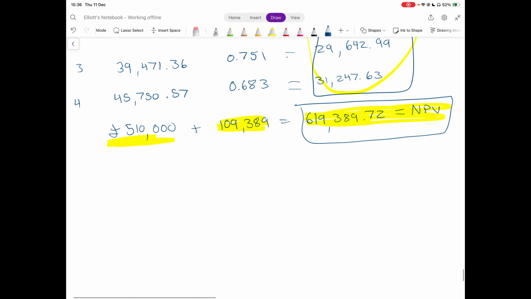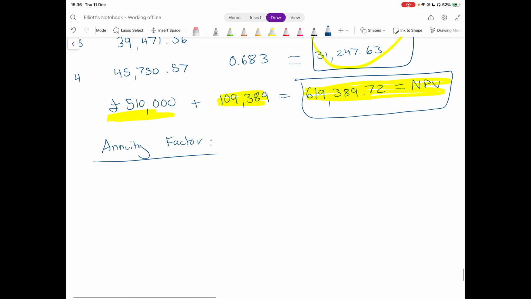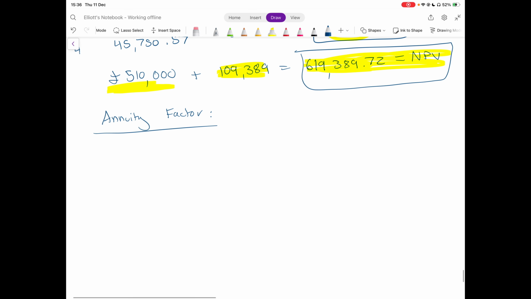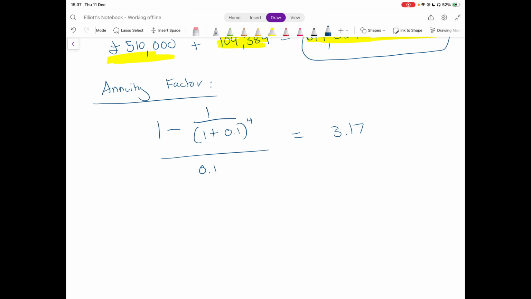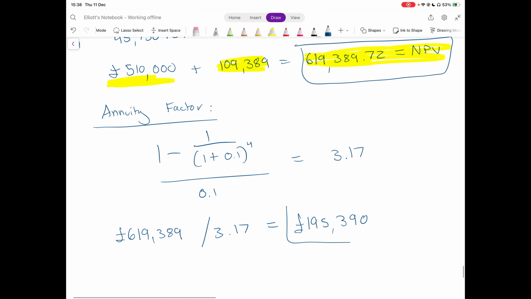And now what you need to do is find the annuity factor to divide this by. And this essentially allows us to get the equivalent annual cost. So that's going to be 1 minus 1 divided by 1 plus 0.1 to the 4, because 4 years, over 0.1. We have to take the £619,389, divide that by 3.17, which is roughly £195,390 per year.